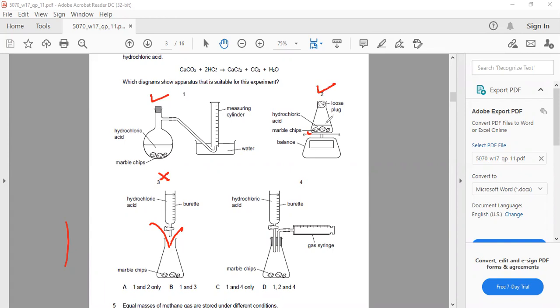This also you can use because the mass decreases with respect to time. This also you can use because the marble chip, when you add acid from the burette, the gas will go here and you can measure the volume of gas with respect to time. So D is the answer.